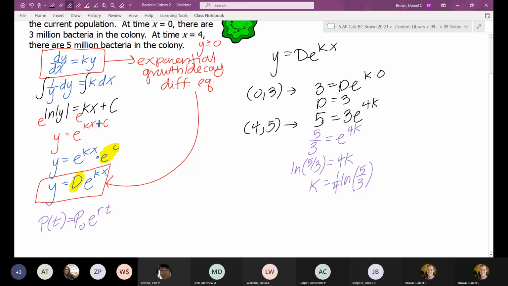So now we just want to plug it into that equation. What was that general form? y is equal to d e to the kx. So I have y is equal to 3 e to the k times x, with k equal to 1/4 natural log of 5/3. And that would be your particular solution.